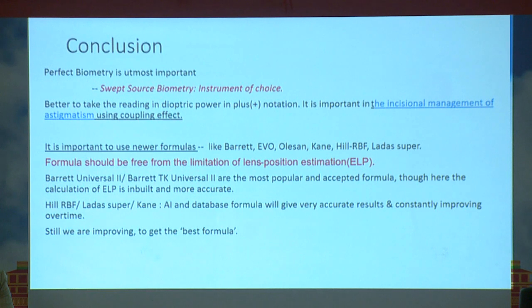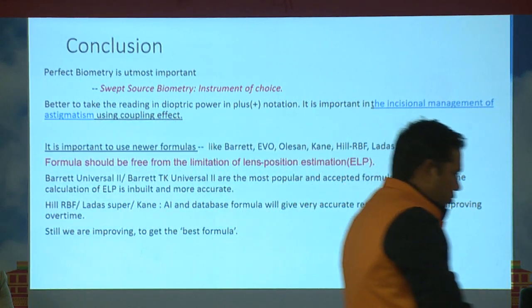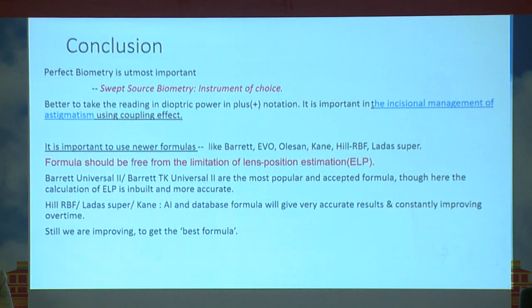Barrett Universal 2 and Barrett Toric Universal 2 are the most popular and accepted formulas, where the calculation of expected lens position is inbuilt and accurate, more accurate than other regression formulas. Hill RBF, LADAS Super and Kane are artificial intelligence based and give very accurate results and are constantly improving over time. Still we are improving to get the best formula.